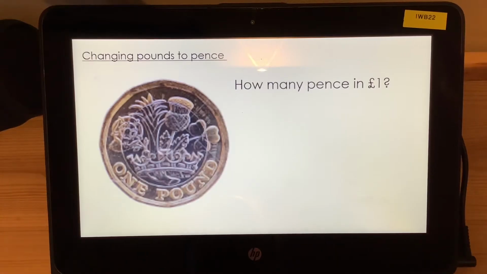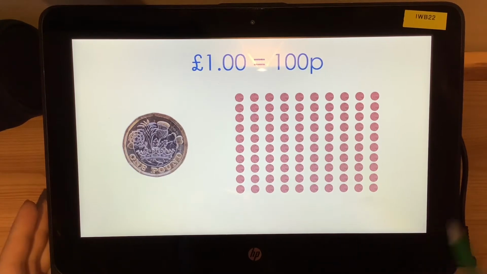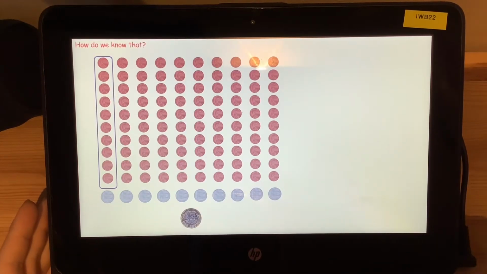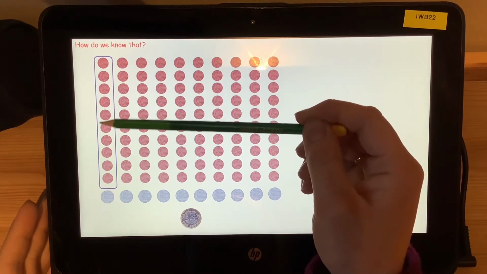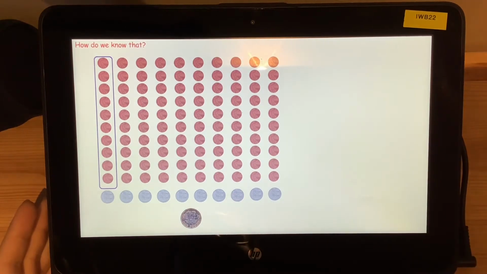So to get those brains started, how many pence are in £1? So in £1 there are 100 pence. And if you look at my picture here, this is how many pence are in £1. So let's look at maybe why. How do we know that? Well, if we look at 1, 2, 3, 4, 5, 6, 7, 8, 9, 10 1p coins, if we have 10 1p coins, we have the same amount as one 10p coin.